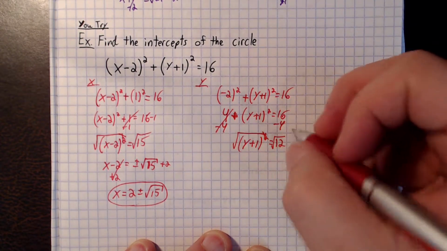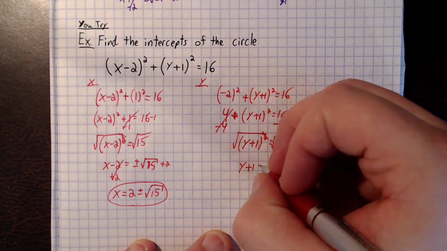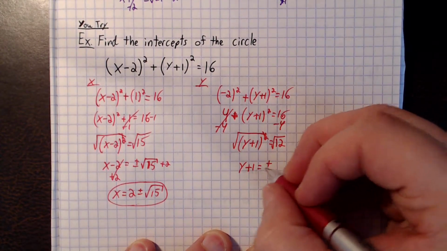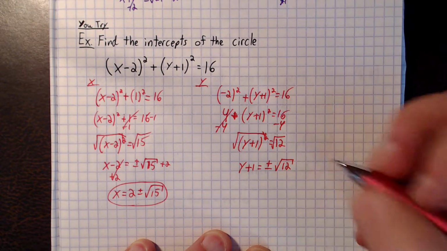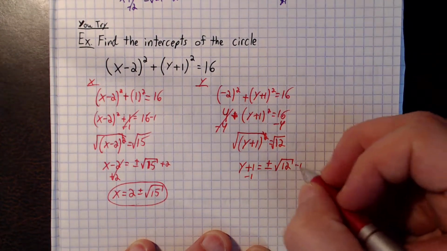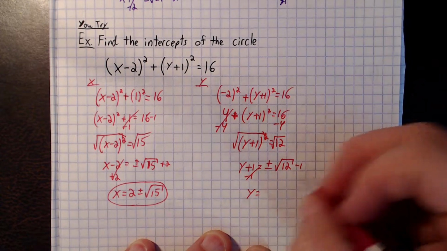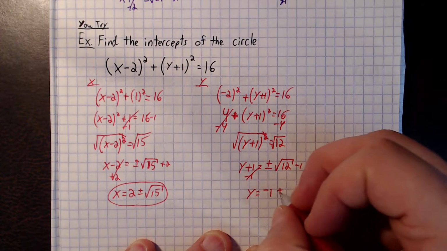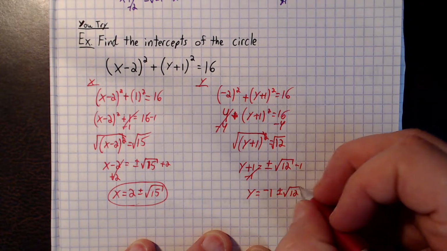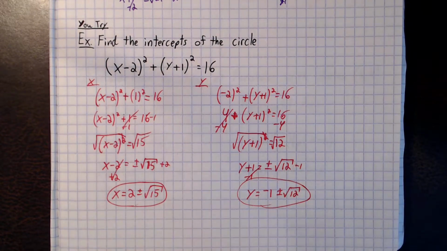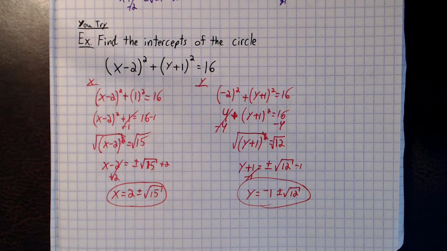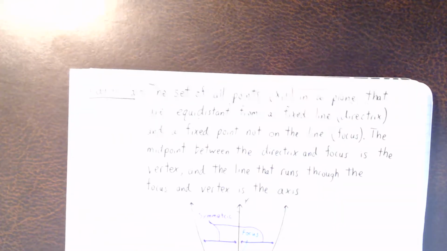Take the square root. We got that plus or minus thing happening again. And we'll subtract 1 from both sides. So we have negative 1 plus or minus the square root of 12. And I believe that's it for circles. But if you remember, this lesson had 2 parts to it. Parabolas is up next.